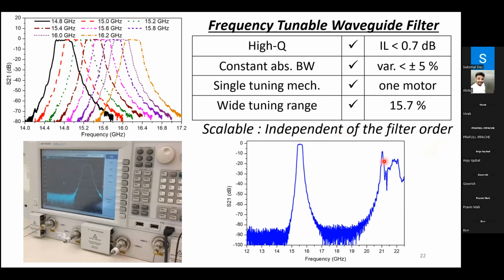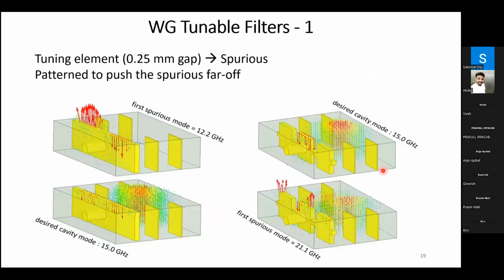And this is the spurious response. As expected, the spurious response is around 21 gigahertz, which was also verified when we were designing the filter.